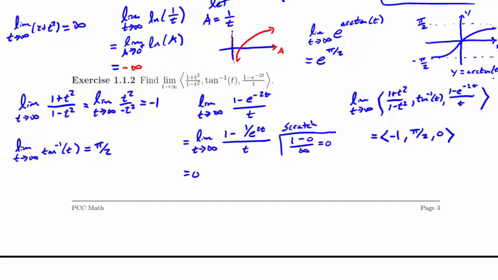And we saw that the limit as t goes to infinity of this function is pi over 2. And for our third component, we have the limit as t goes to infinity of (1 minus e to the negative 2t) all over t. I'm going to rewrite that as the limit as t goes to infinity of 1 minus the fraction 1 over e to the positive 2t, all over t. So I've just switched the negative exponent into a denominator. This limit equals 0. Let's take a look.